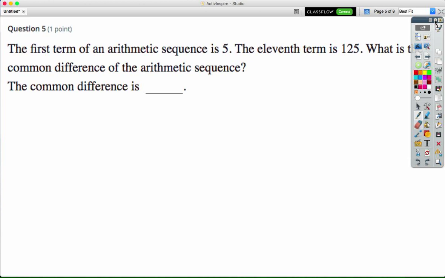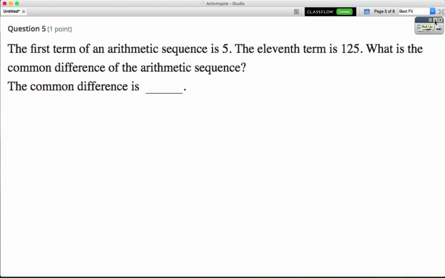Okay, so the very next problem. The first term of an arithmetic sequence is 5, and the 11th term is 125. So we discussed today how the term position, the term number, is like an x value, and the actual term itself is like a y value. So the first term is 5, and the 11th term is 125.